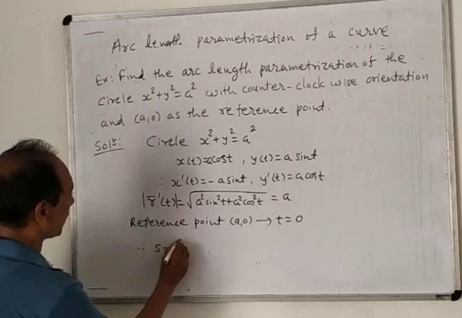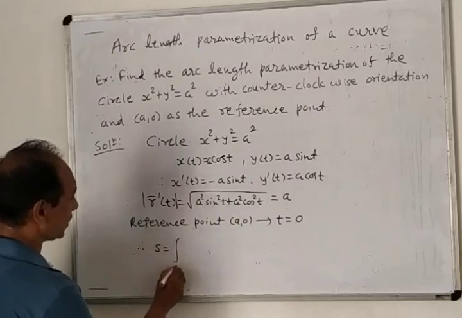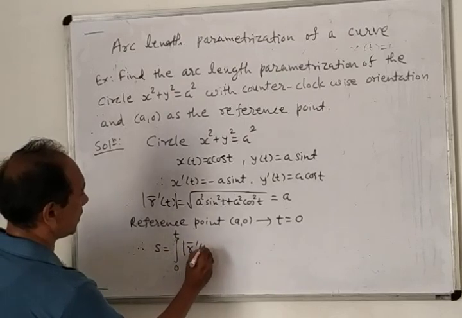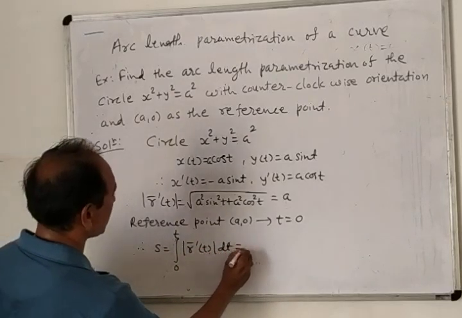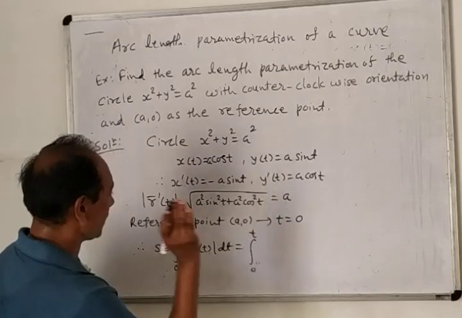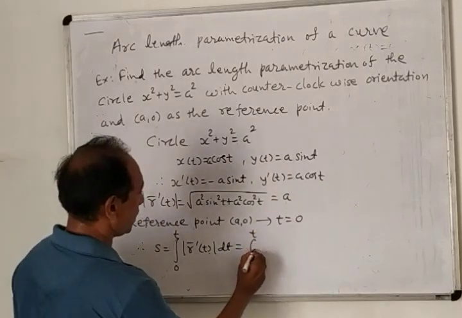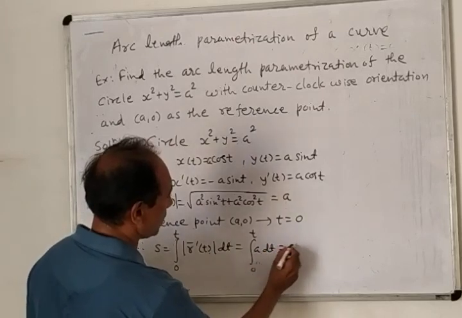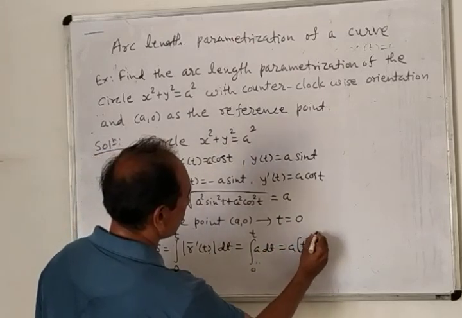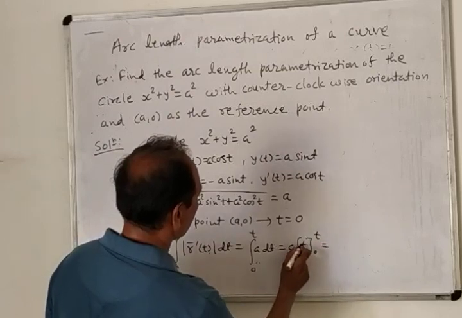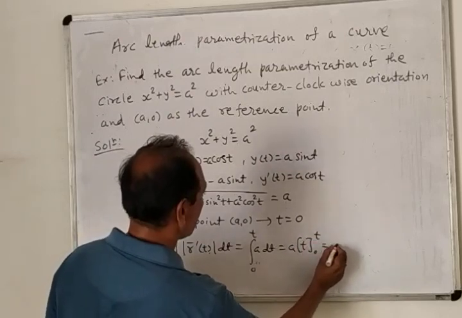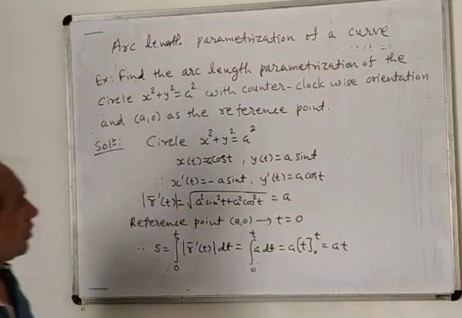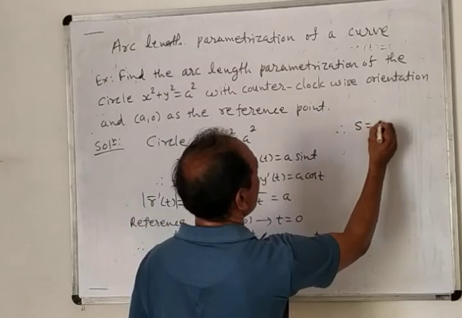Therefore we will find the arc length from t0 to t. That means here from 0 to t, modulus r bar dash t dt. So 0 to t we will keep as it is, and here modulus r bar dash t is a. So a will be common, and dt has the integration from 0 to t. So it is what? a into t. Therefore we have obtained s equal to a t.